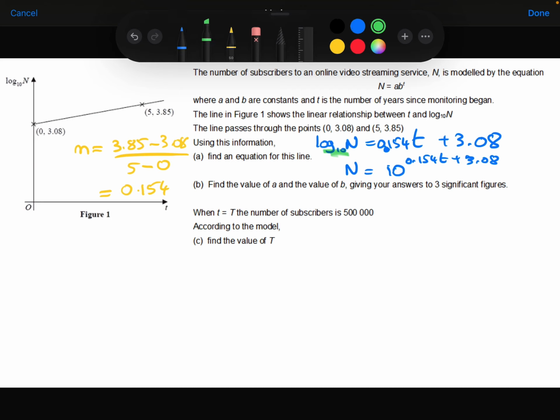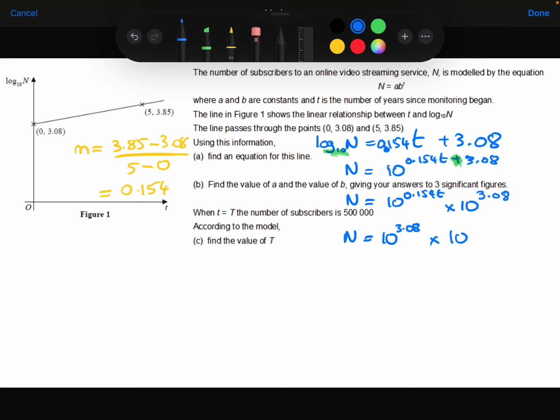Now I'm going to use some index laws to deal with the plus inside the index there. I'm going to rewrite this as 10 to the power of 0.154t multiplied by 10 to the power of 3.08, because when the powers are added, we're multiplying the bases. Like that. And I'm going to swap these around. It doesn't matter which order we multiply these numbers in.